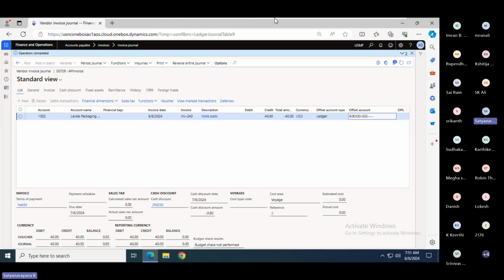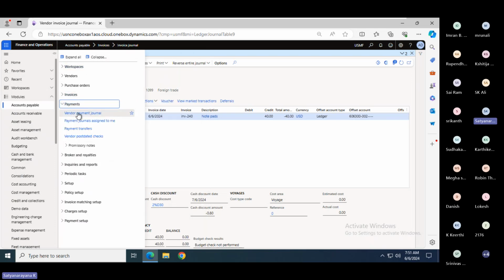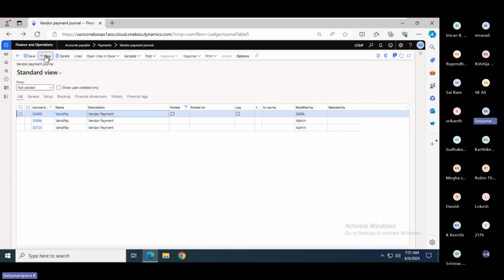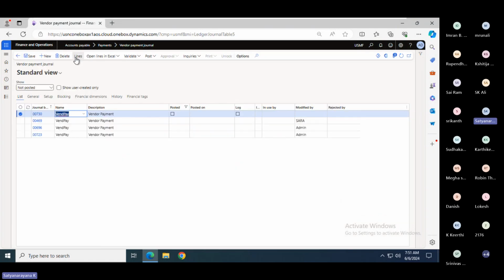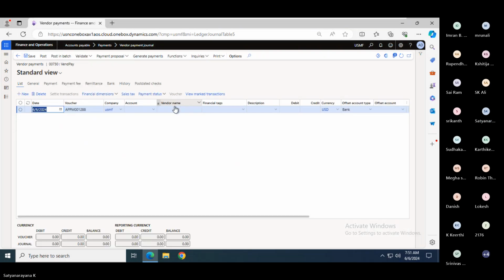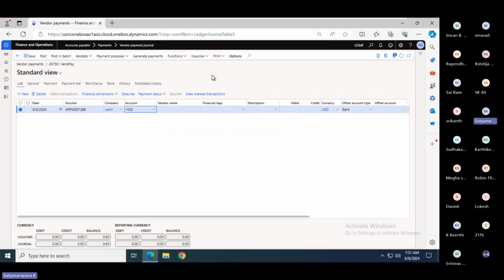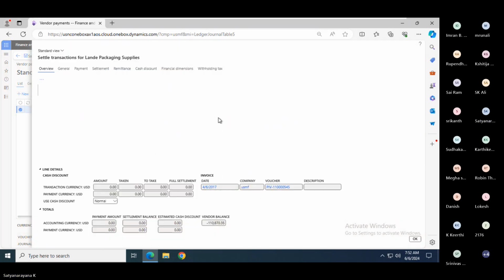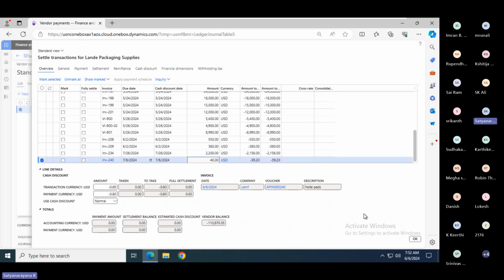Vendor payment means accounts payable, collapse all, payments, vendor payment journal. Click on new, select the journal name. This we need to configure. How to configure, you will understand next month. This is journal name creation. How to create it, you will understand next month. Go to lines. Select the journal name. Suppose vendor. Now you can click on settle transactions. Whatever you have just posted will show here as the invoice. You can select it. Otherwise, you can enter directly.